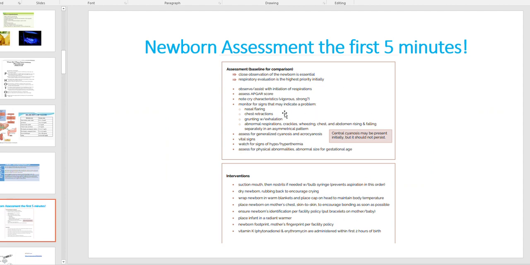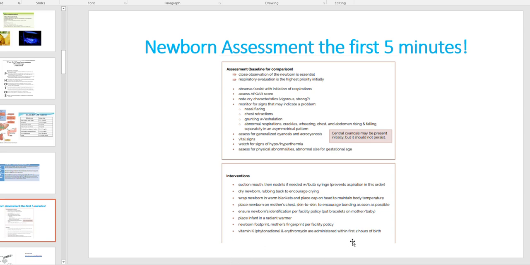First 5 minutes when you're assessing, you're doing the vital signs, you're looking, listening, and feeling, okay? You're drying them off. Remember that conduction, convection, a wet baby can be a sick baby, so dry the baby off. A wet baby is a cold baby, always, so dry the baby off, okay?